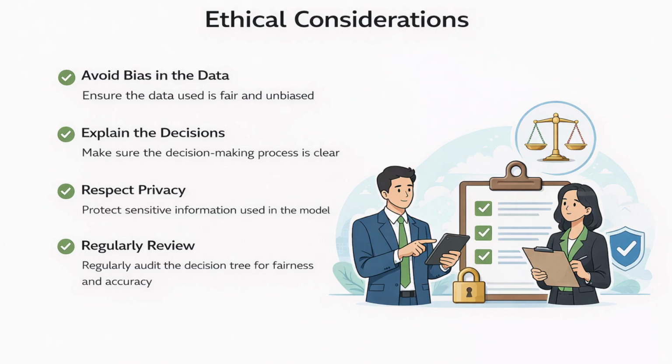When using decision trees, ethical considerations are very important. One major concern is bias in the data. If the training data contains unfair patterns, the model may learn and repeat those patterns. Another important issue is transparency. Even though decision trees are easier to interpret than many other models, it is still important to clearly explain how decisions are being made. Privacy is also a key concern. Models often use personal or sensitive information, so that data must be protected and handled responsibly.